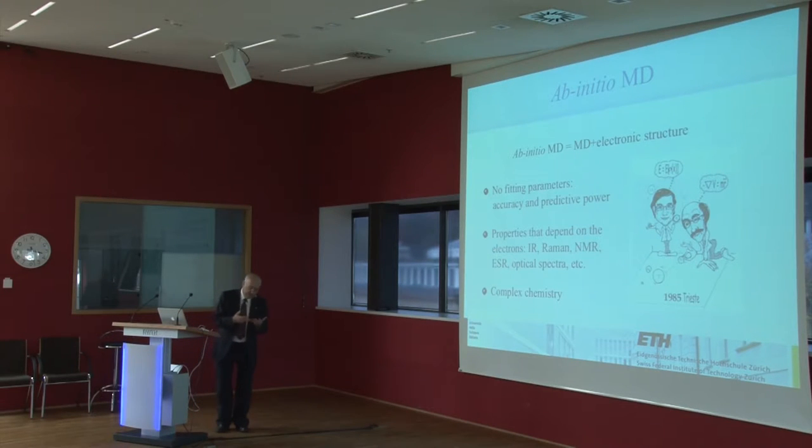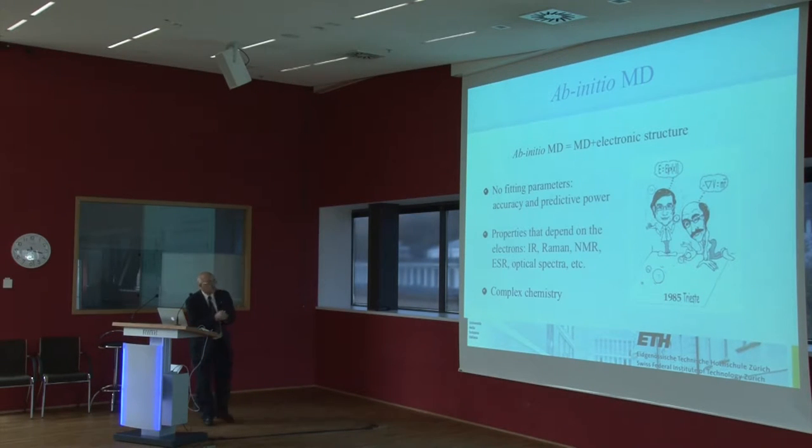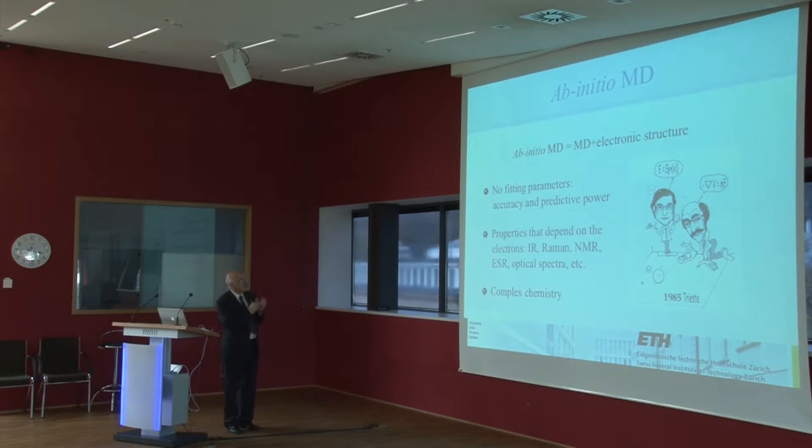Having said that, I think density functional theory is at present the most viable way of doing this calculation. A long time ago, with Roberto, we combined molecular dynamics with electronic structure, and the result was the Car-Parrinello method, as we mentioned. In principle it has no fitting parameters, so its predictive power is not limited by fitting the parameters of your potential. You have access to all the properties that depend on the electrons, like the infrared spectrum, gamma spectrum, NMR shift, electron spin resonance, and so on and so forth.